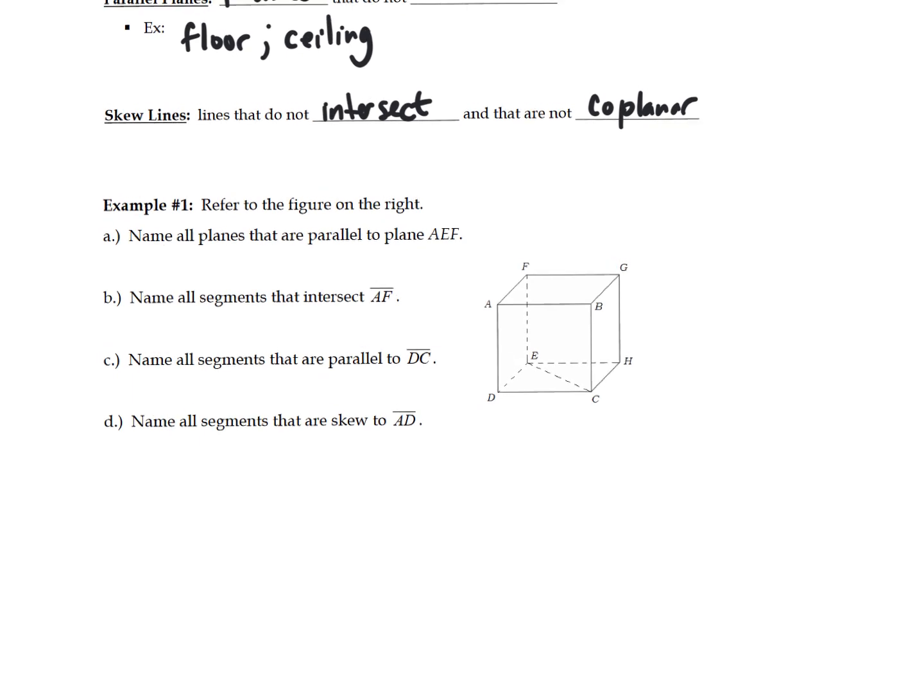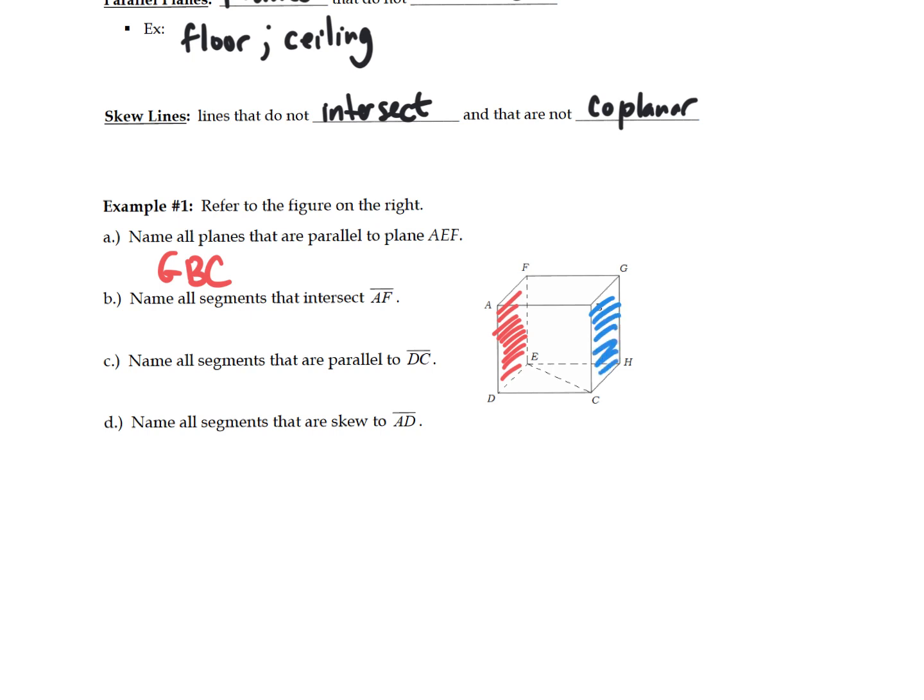So here's a quick example. We want to name all the planes that are parallel to AEF. AEF would be this side here because that's the plane that contains those three letters. So there's only really one plane that is parallel to that. That would be GBC, because GBC would be this plane over here. If you have a box, the only side that's parallel, that doesn't meet the left side, is the right side.